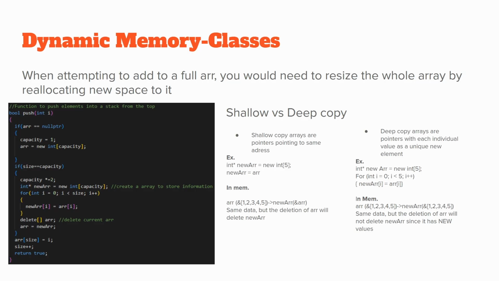And for resizing, I have an example right here, which is in the stat class I mentioned earlier, where it returns a bool to see if it passed, but to be honest, in this case, it would always return true, where we push an integer I. We first check if the array is null pointer, and if it is, then we set the capacity equal to 1, and then set the array equal to a new int capacity, where the array is now a size of 0. If the size is equal to capacity, meaning that the amount of items in the list is equal to the capacity or total size of the array, then we have to resize it.